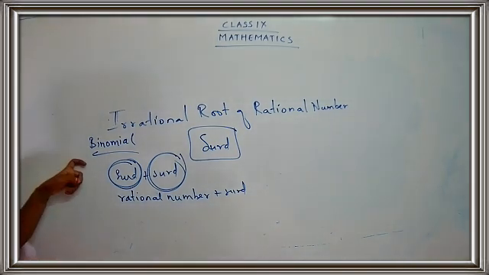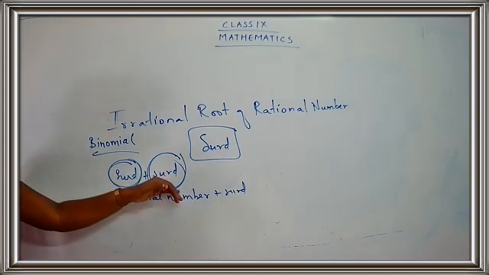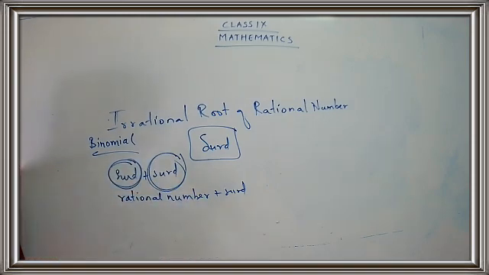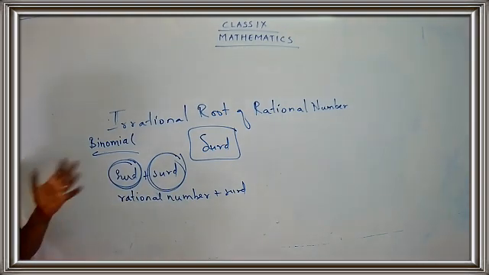So what is a binomial surd? Binomial surd is a combination of two terms where one term can be surd and another term can be surd, or one term can be a rational number and other term can be a surd. So it is a combination of surd plus surd or a rational number plus surd. So this already we have seen in the previous class. Let us continue today's class.